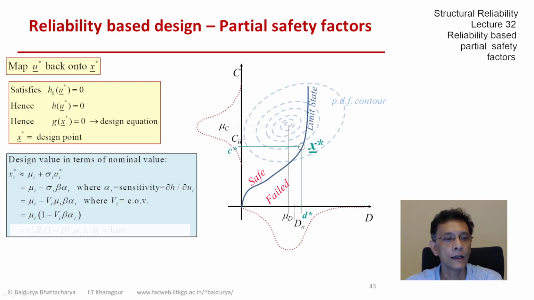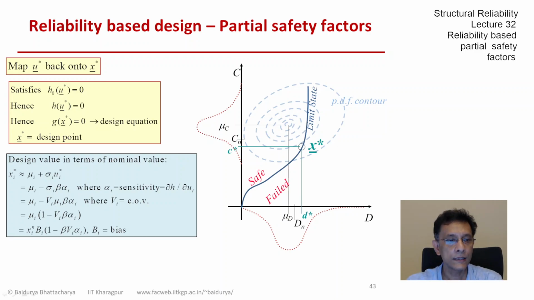And then we can bring in the bias factor, bias being mean over nominal, so the mean is bias times nominal, and finally we have an expression of x star in terms of its nominal quantity times a factor which includes the bias, the reliability index, the uncertainty V, and the sensitivity alpha.